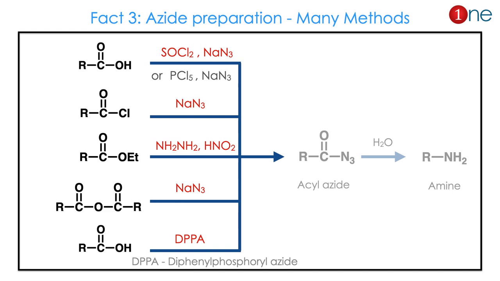Then fact 3 is azide preparation. Many methods are known. The azide can be prepared from acid or acid chloride or ester or anhydride. The reagent can be SOCl2 and azide, or hydrazine and nitrous acid, or DPPA. DPPA is diphenyl phosphoryl azide. It's an azide donor. So once the acid is formed, you will convert it into amine there. So the acid can be prepared by many methods. The question will come with this twist.